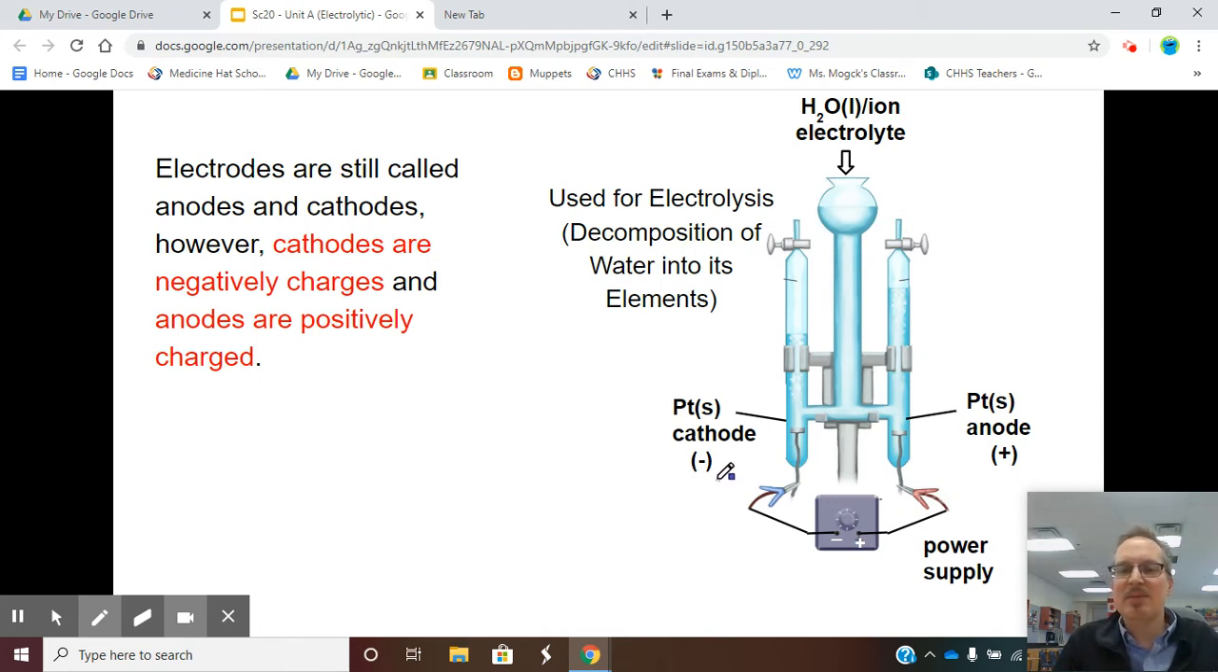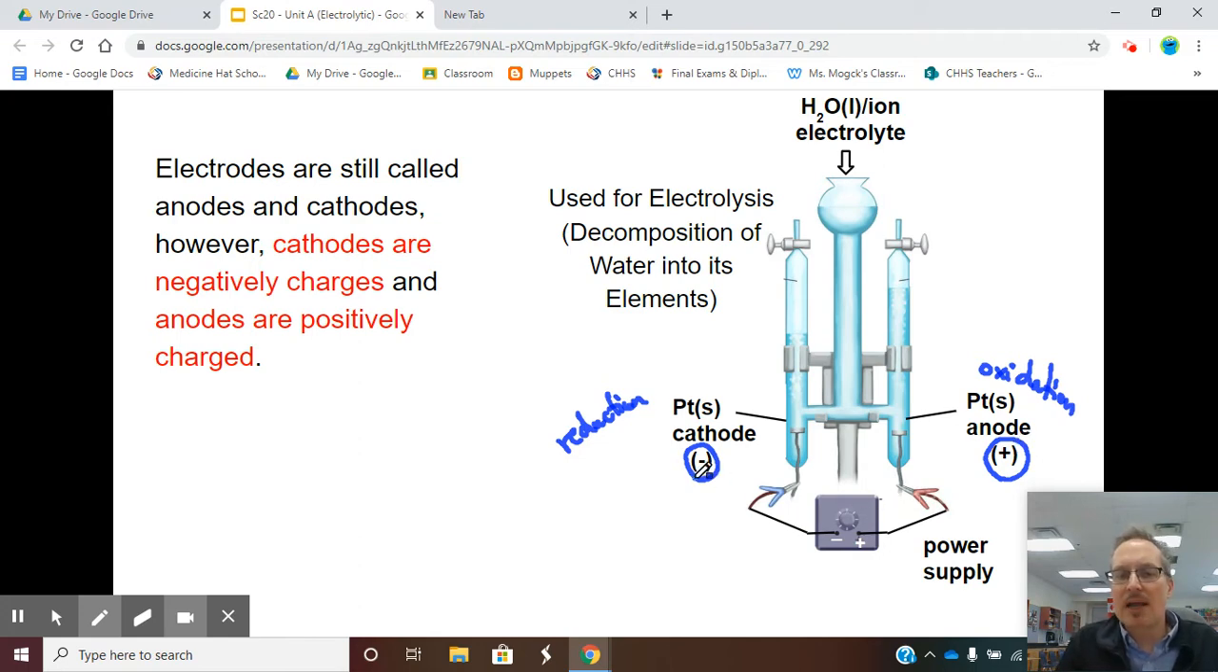They made Mr. Kemp smile. That is not true for an electrolytic cell. It's negative cathode, huge difference, positive anode. Now, that's the only difference. My cathode is still going to be where reduction takes place. My anode is still going to be where oxidation takes place.